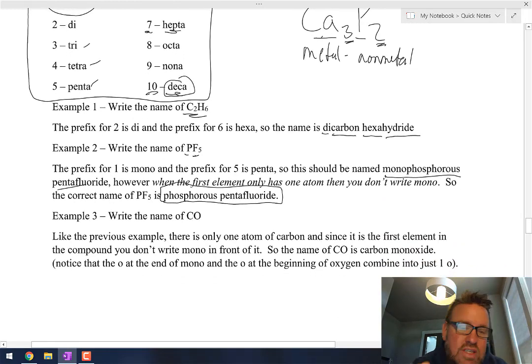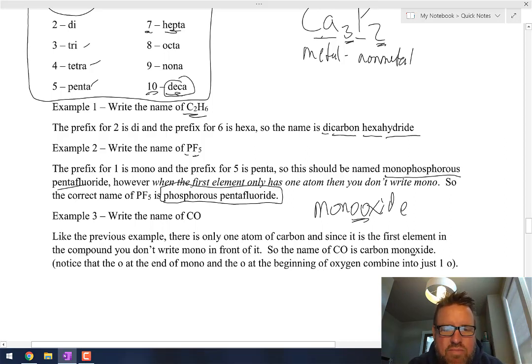Okay, now on example 3 though, notice that we've got 1 carbon and 1 oxygen. Like in the previous example, there's that 1 atom of carbon at the beginning, but since it's the first element, you don't put mono on the front of it. But because there's also 1 oxygen, you do put mono on that second one. And notice that when you put those together, you've got mono and you've got oxide. You'd have a double O there. You just take one of those out and it becomes monoxide. So the O at the end of mono and the O at the beginning of oxygen just combine to one O.